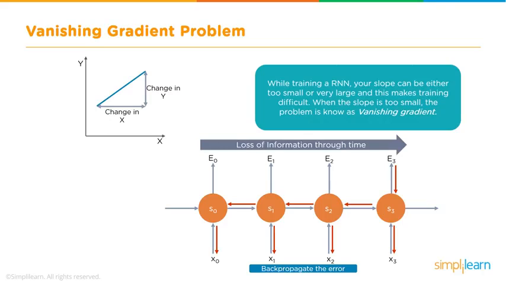And then, of course, besides one-to-one, many-to-one, and one-to-many, there are many-to-many networks, which take in a sequence of inputs and generate a sequence of outputs. Example: machine translation.